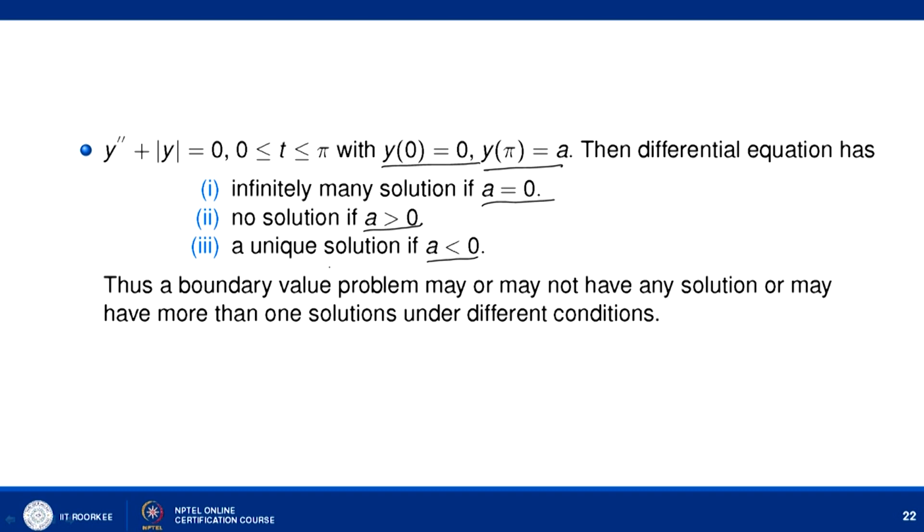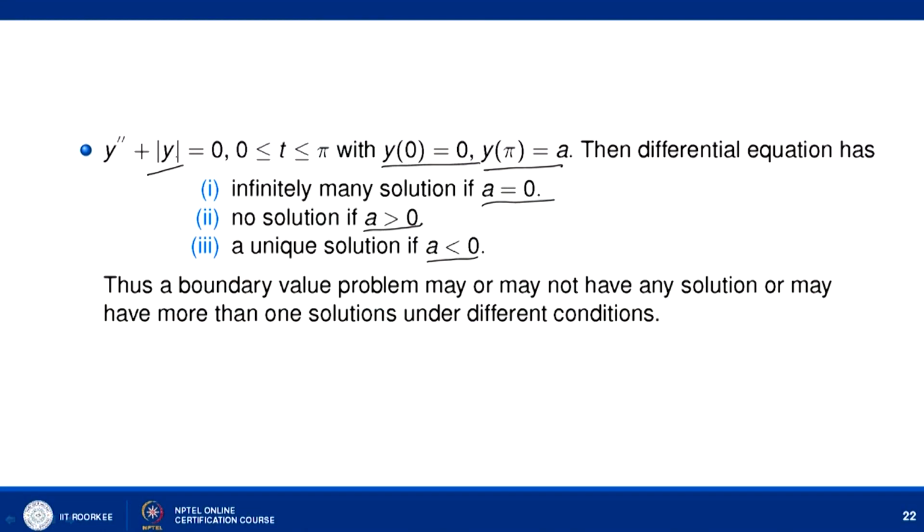So, here we can say a boundary value problem may or may not have any solution, or may have more than one solution under different boundary conditions. I may give you one hint for this particular problem. If you look at the solution, here we need to consider the cases depending on the mod of y. So, we have to consider the case when y is positive and when y is negative. So, this is not only one differential equation, but a set of two differential equations. Depending on this, you try to consider these things. This is just a hint.